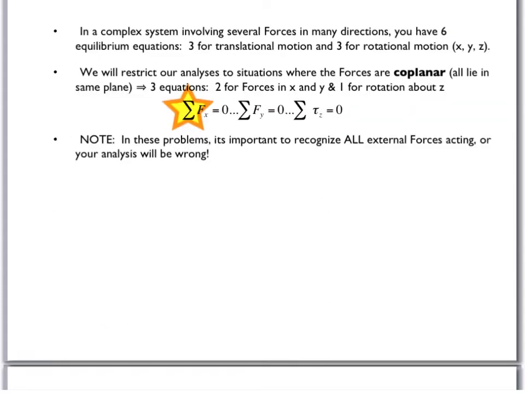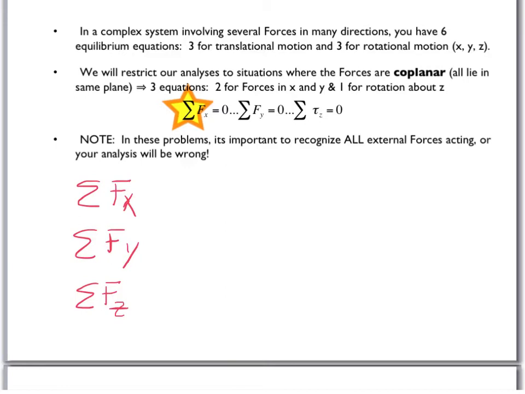Now, in a complex system involving several forces in many directions, you really would have 6 different equilibrium equations. You would have the sum of the forces in the x direction, the sum of the forces in the y direction, and the sum of the forces in the z direction, all equaling 0, so that again there is no acceleration in the x, y, or z direction.